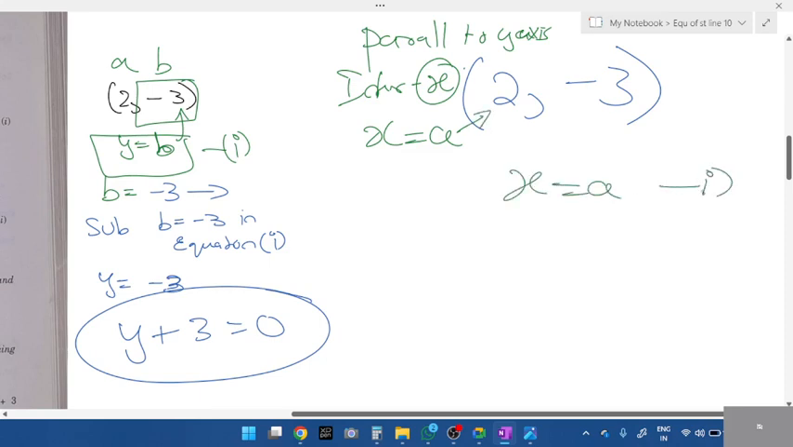First equation. Second equation. A is equal to 2. Third, substitute a is equal to 2. So you have to write x is equal to 2. Bring 2 to the other side. X minus 2 is equal to 0.